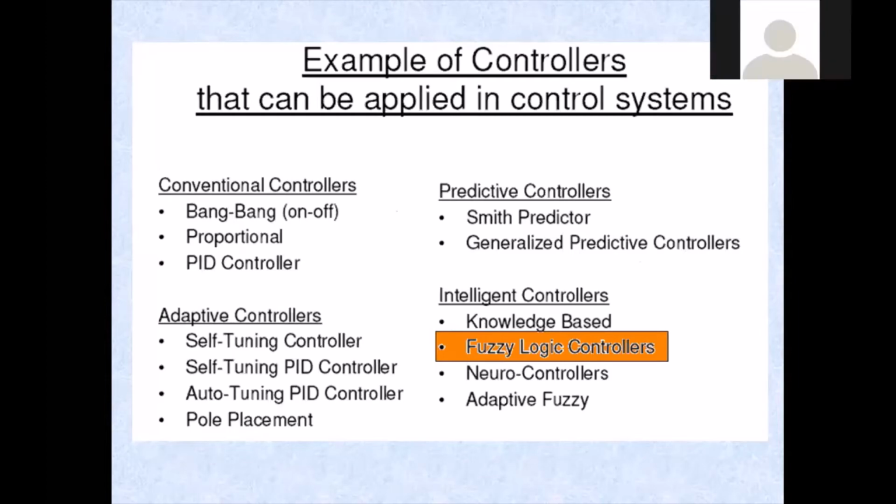I think I already showed this slide. This is an example of the controllers that can be applied in a control system. We have the conventional control, the adaptive control, the predictive controller, and the intelligent controller. Nowadays researchers go for hybrids. For example, they hybridize PID with fuzzy, or the adaptive controller with AI, with fuzzy logic or a neural controller, or the predictive controller with AI.